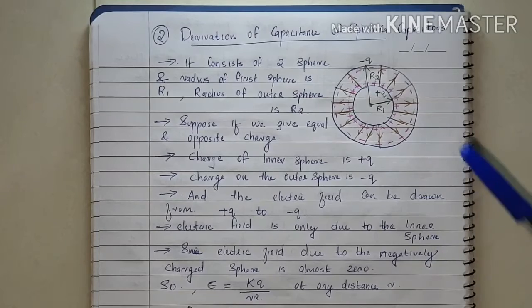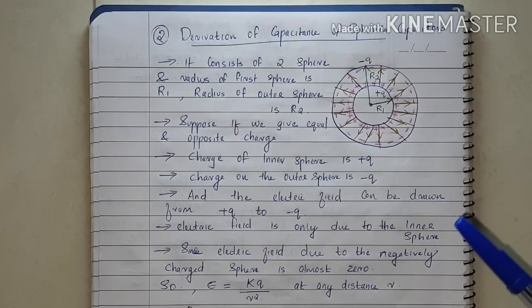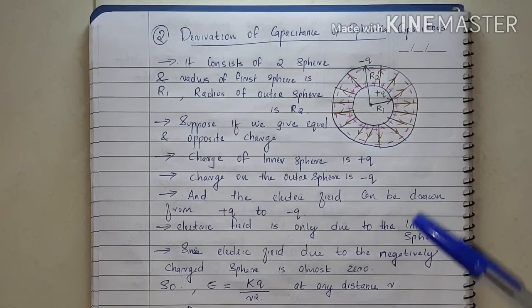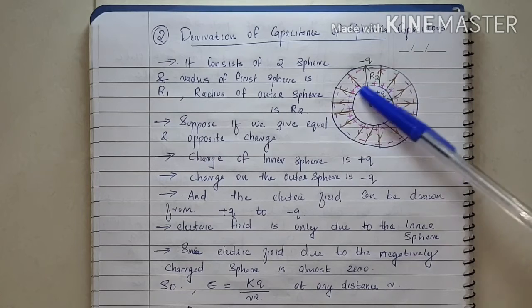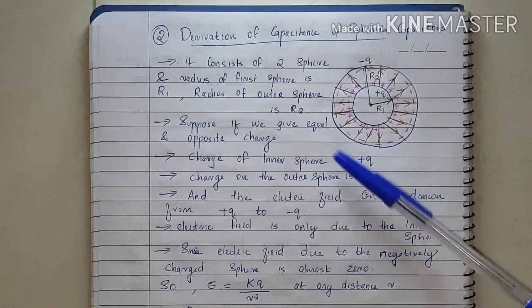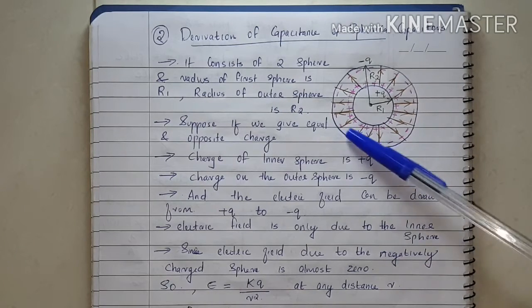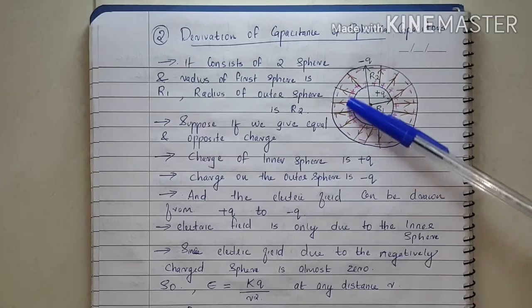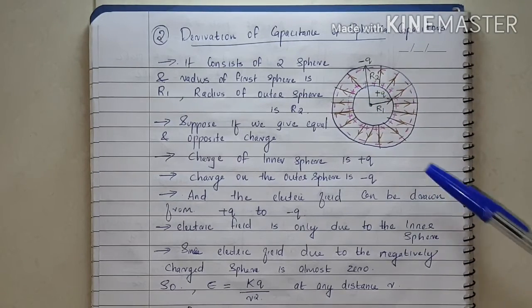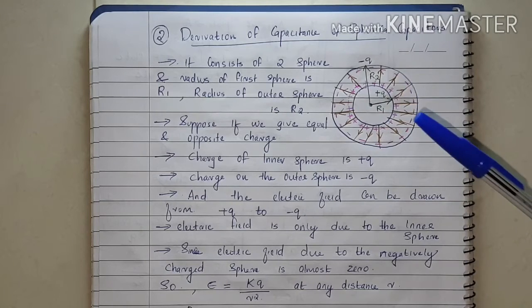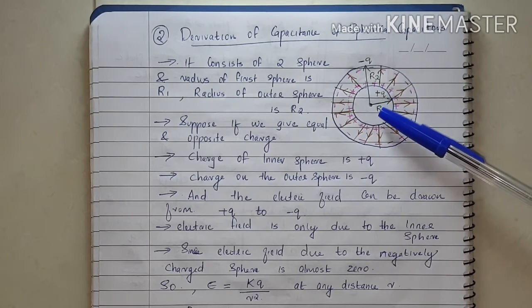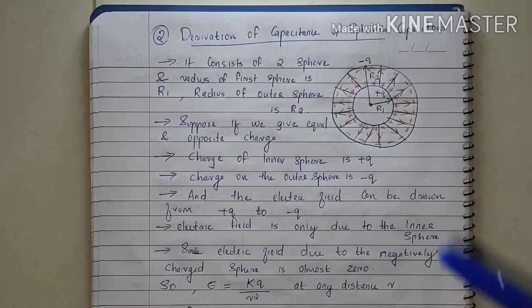Next, we will discuss the second type of capacitor, that is spherical capacitor. Let us consider two spheres, and the radius of the first sphere is R1 and the radius of the outer sphere is R2. Suppose we are giving equal and opposite charges, that is charge of inner sphere is plus Q and charge on the outer sphere is minus Q. Electric field can be drawn from the positive sphere towards the negative sphere, that is inner sphere towards the outer sphere.